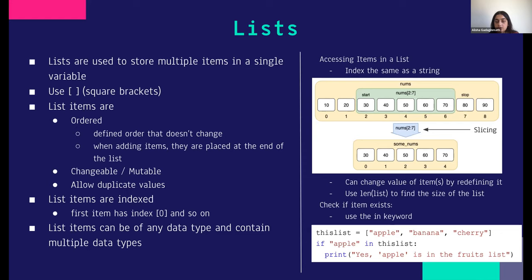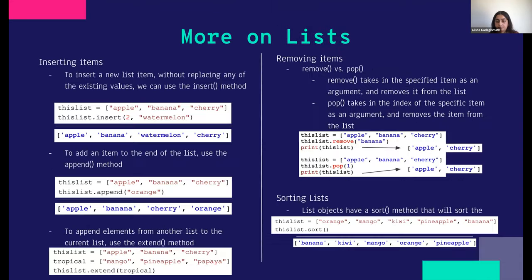And you can change the value of an item by redefining it. And like I said, you can use len to find the size of the list. And you can use the in keyword to check if an item exists in a list.